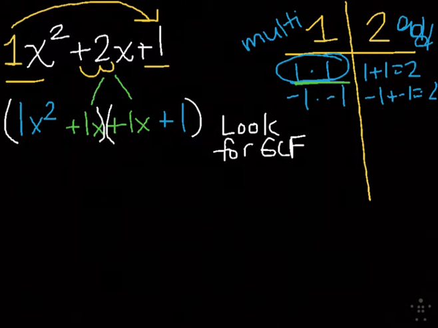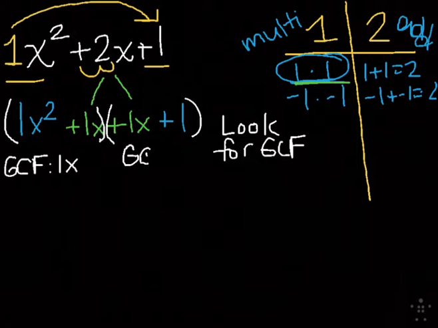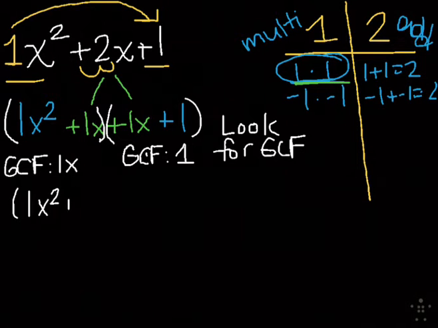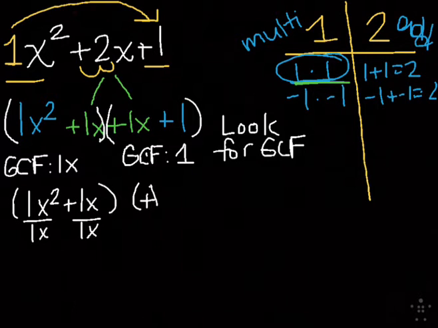So I'm going to look for the GCF, the greatest common factor, of each set of parentheses. Well, we have 1x squared and 1x. What do they have in common? They both have a 1, and they both have an x. So you can say 1x or just x, okay? Then the GCF of the second set of parentheses is just positive 1. So I'm going to take the first set of parentheses and divide it by 1x. I'm factoring out the GCF. Then I'm going to take the second set of parentheses and divide it by 1 because the GCF there was 1.